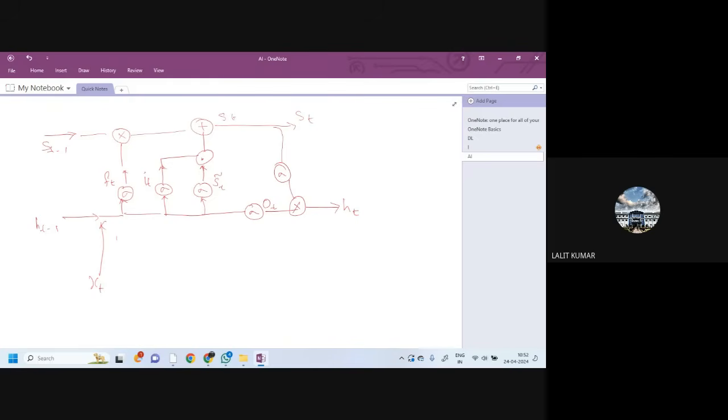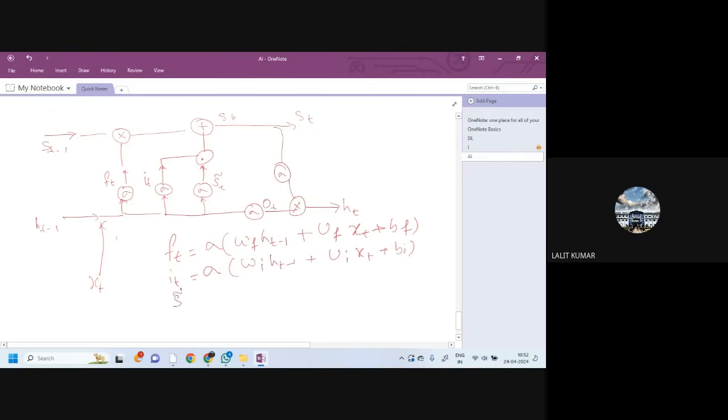Does anyone have this here? Shall I write again? FT is equal to sigma of WF HT minus 1 plus UF XT plus BF. IT is equal to sigma of WI HT minus 1 plus UI XT plus BI.